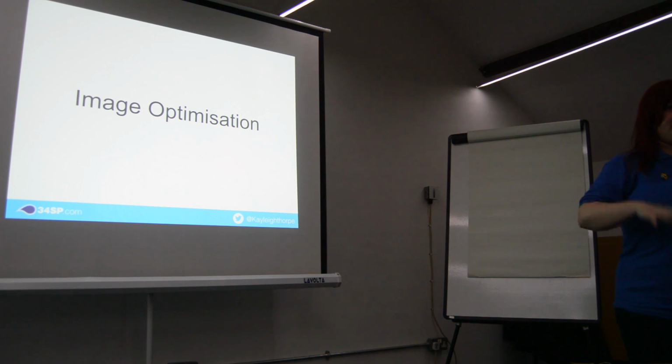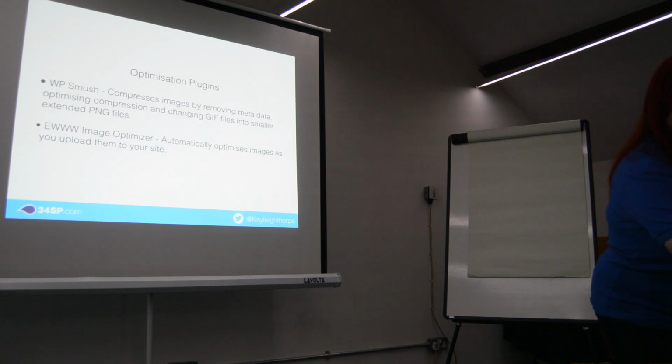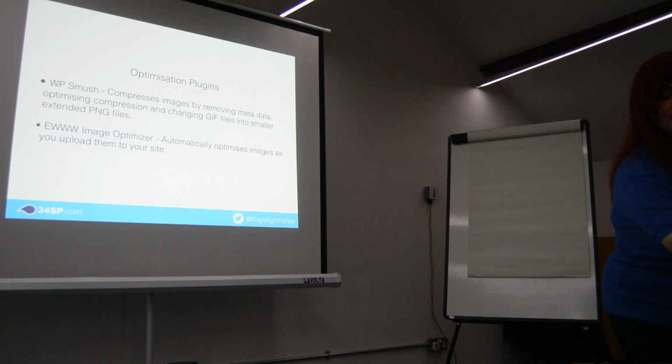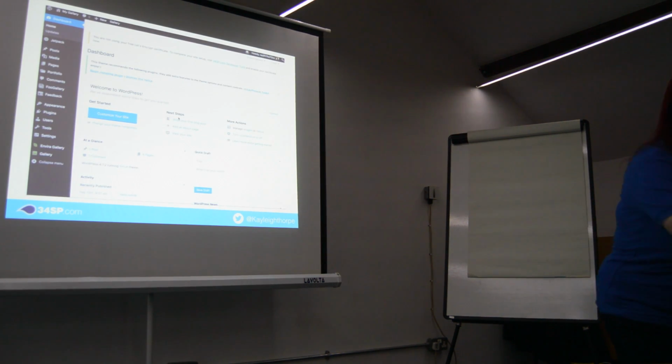So after you've created your website and chosen your gallery plugin that you like, you want to consider image optimization, because if you've got a website with a lot of images, it can get a bit slow. First off, there's some plugins you can install to help optimize your images. Popular ones are WP Smush, which compresses your images for you, and probably the one I've seen the most is the Image Optimizer, which automatically optimizes them as you upload them. But there's also options to bulk optimize your images as you go, which I'll show you now.